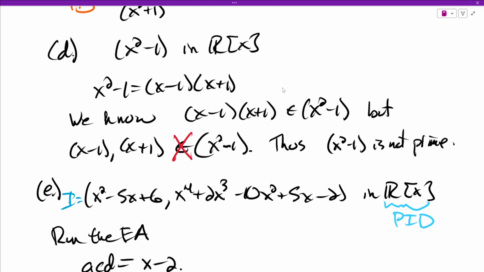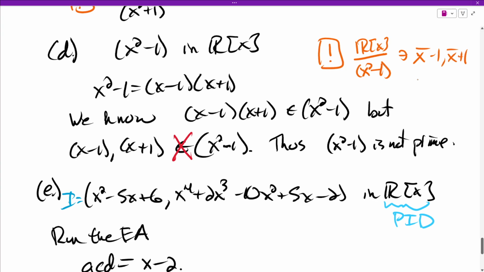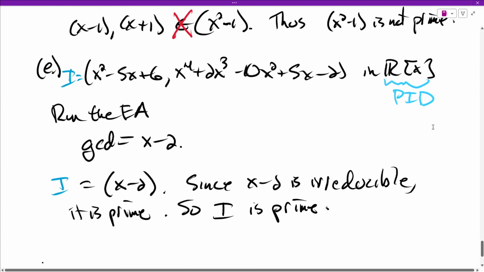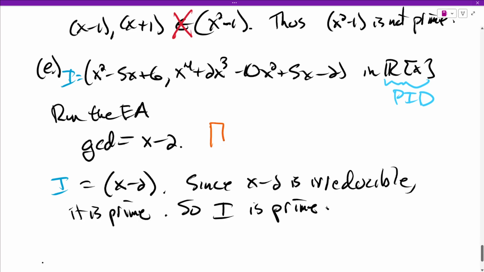Why not? So in R adjoin x mod x squared minus 1, what is going on here? We have elements x bar minus 1 and x bar plus 1. They're non-zero, and their product is 0. So it's not a domain. We have zero divisors.